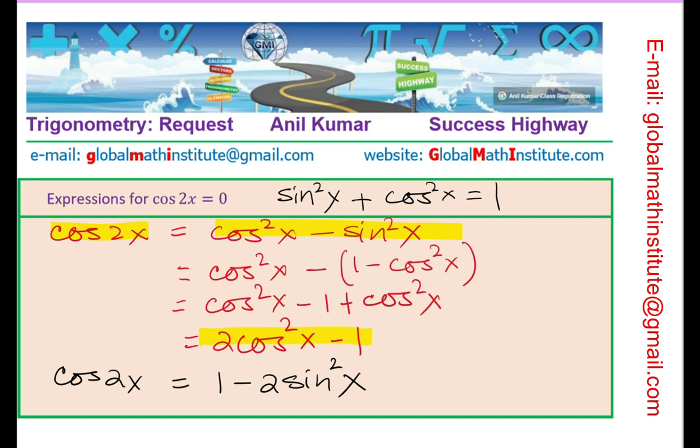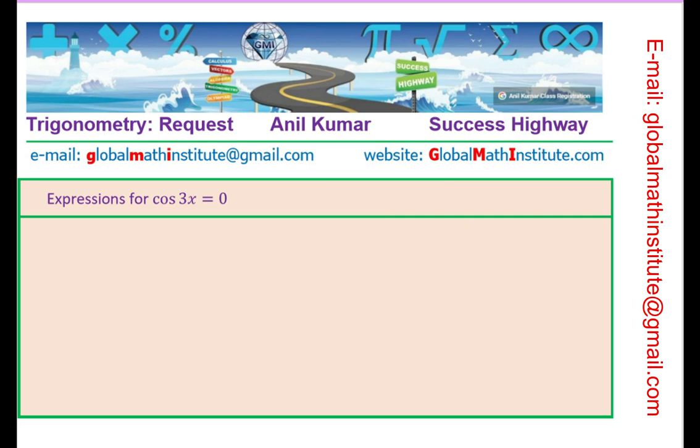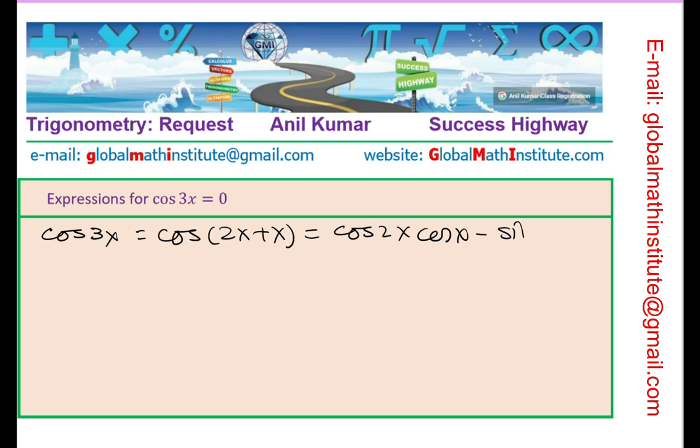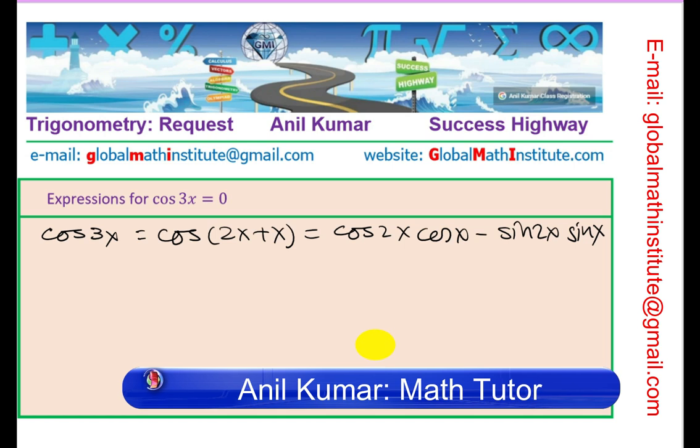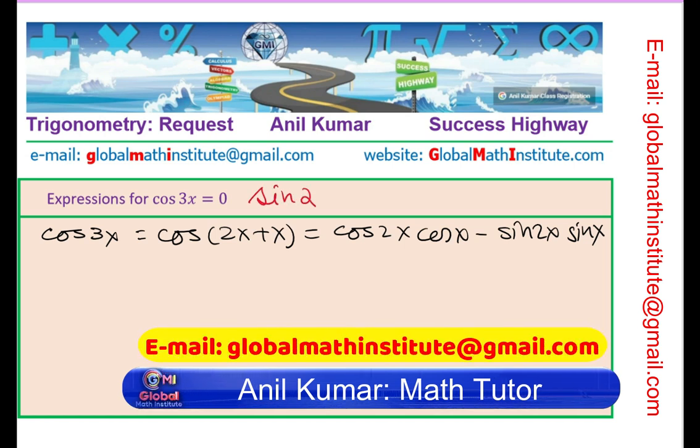Perfect. Now let's look into the term cos 3x. So cos 3x you could write as equal to cos of 2x plus x. No problems, right? Expand it using the cos A plus B formula, which is cos 2x cos x minus sine 2x sine x. And now you know what is cos 2x, what is sine 2x. Well, sine 2x I'm not deriving here, but I'm writing for you. Sine 2x is 2 sine x cos x.